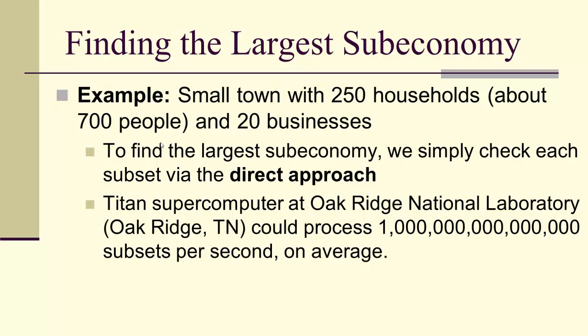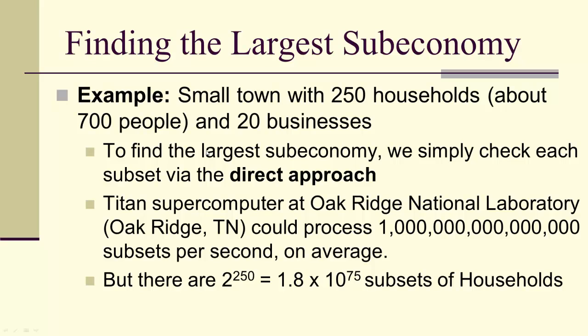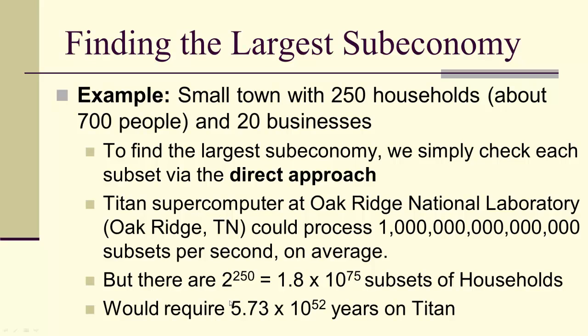Now, let's suppose we did this on the Titan supercomputer in Oak Ridge, Tennessee. If we did, there are 2 to the 250 subsets that we have to check. That's a huge number of subsets. And it's going to require 5.73 times 10 to the 52 years on the fastest computer in the country. So clearly the direct approach is not the approach we want to take.